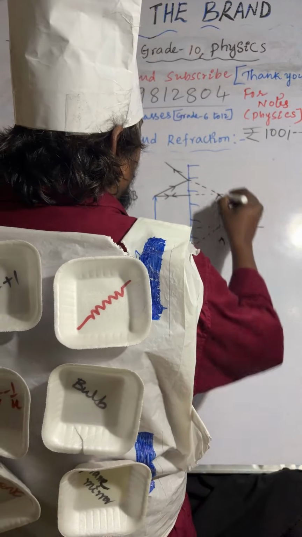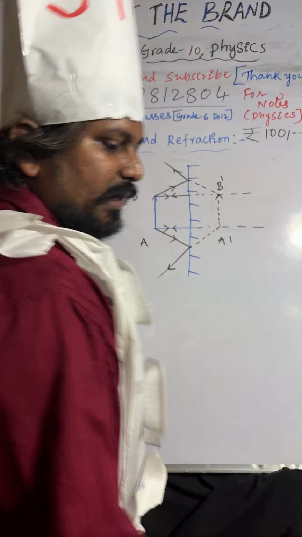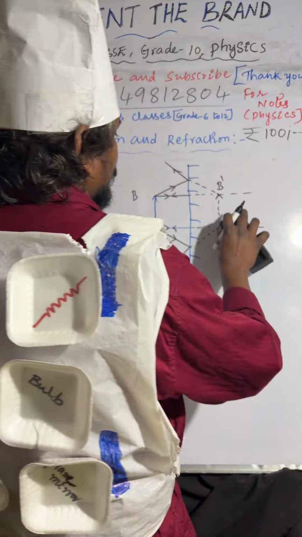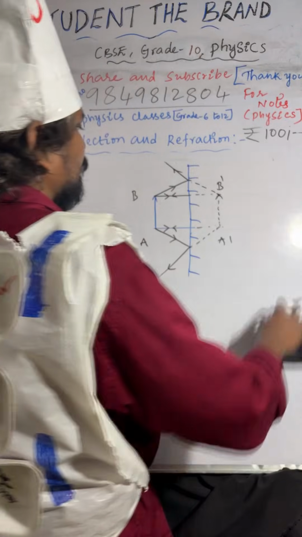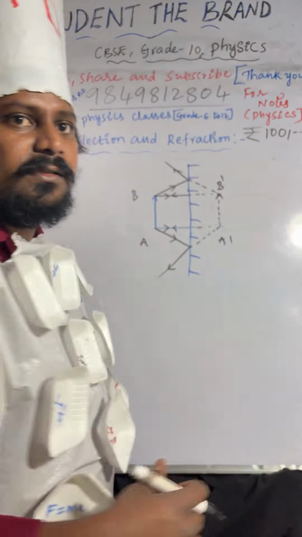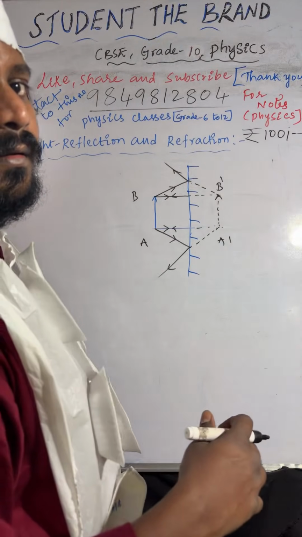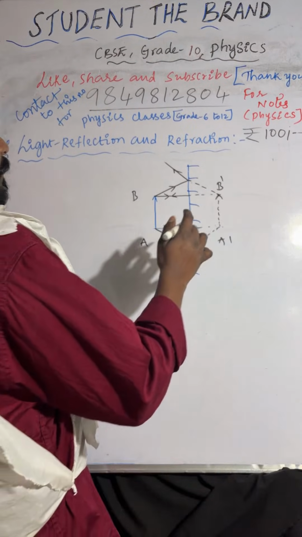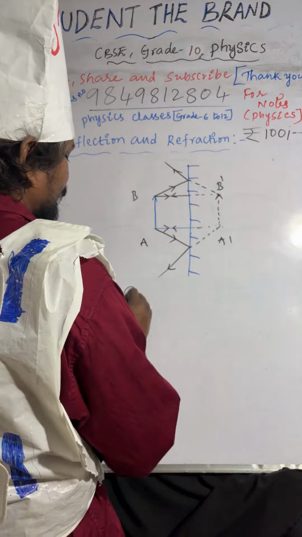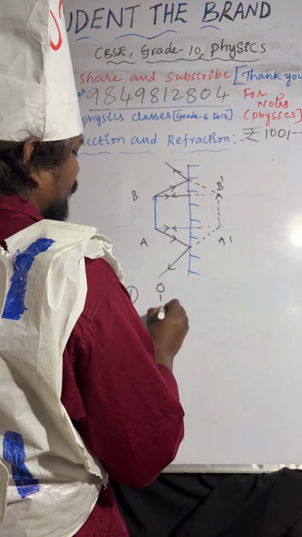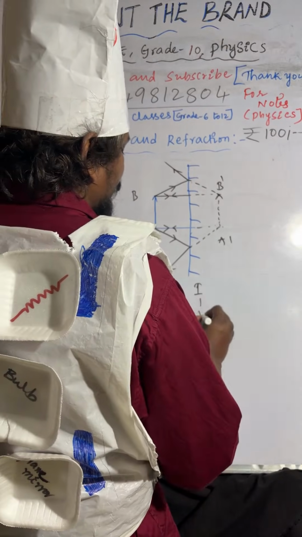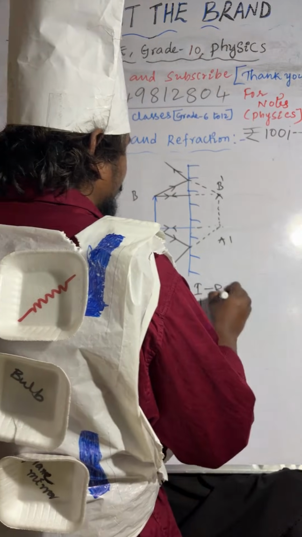So A dash and B dash. I hope it is very clear. Okay, so now the first point is: object is real, image is virtual; object is virtual, image is real.